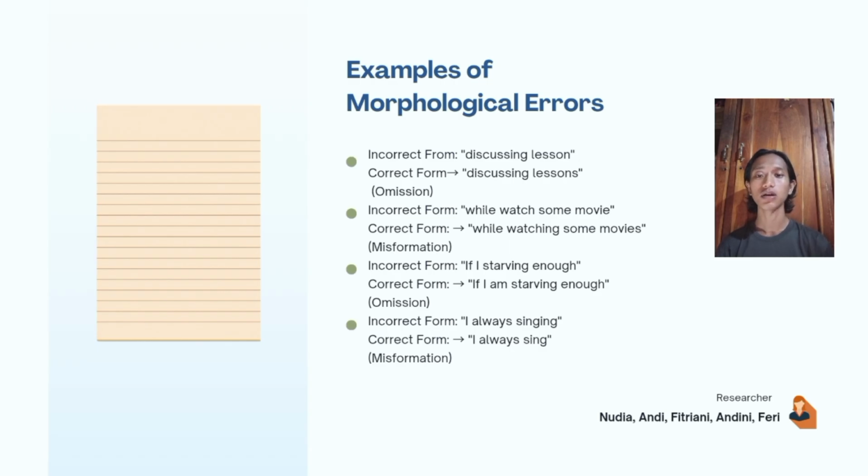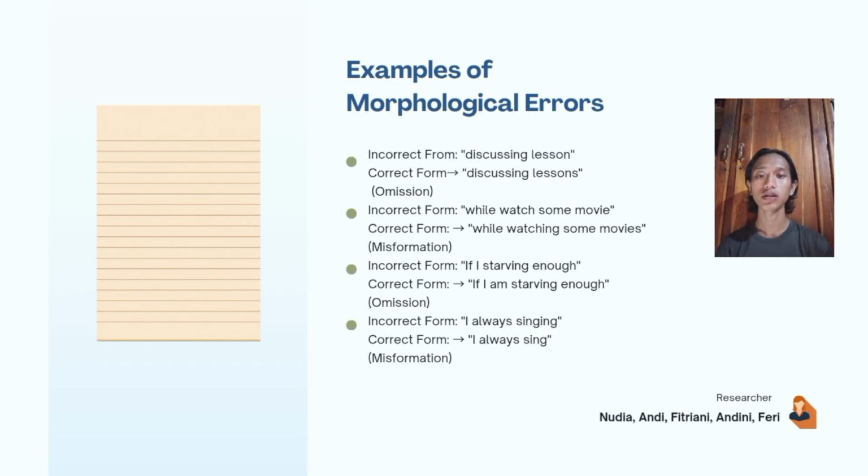The second example, "while watch some movie." The correct form is "while watching some movies." Here, the student failed to use the gerund form ing after the conjunction while, and also skipped the plural s on movie. This falls under misformation. The student used the wrong word form.